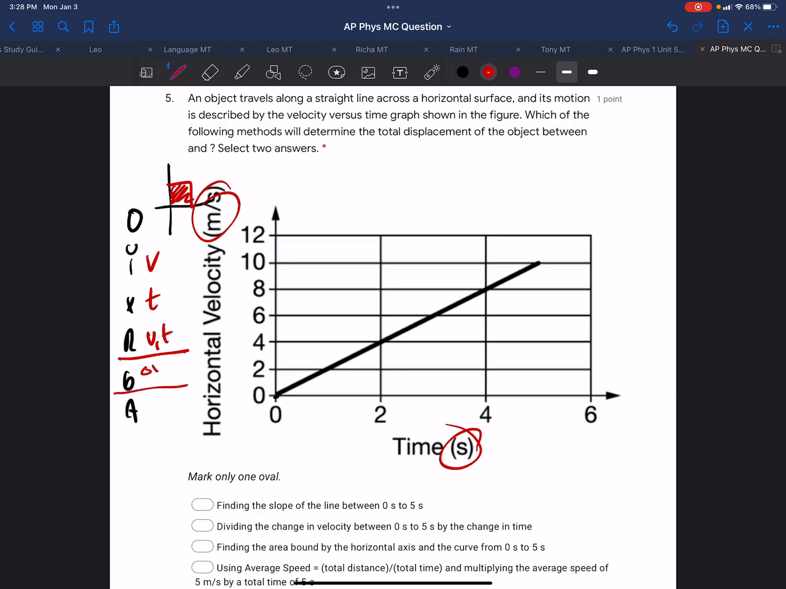The slope is dividing the axes, delta v over delta t, and that is the acceleration. So anything about the acceleration is the slope, and v times delta t is delta x, the displacement. So the area is going to be delta x, the displacement. Anything about the displacement of the position will be the area.